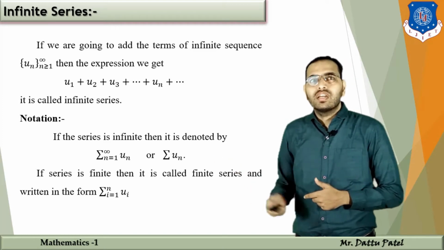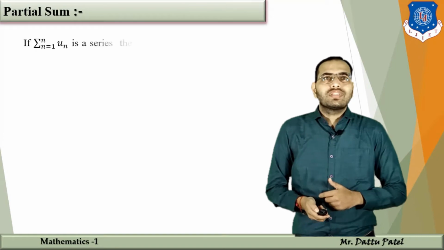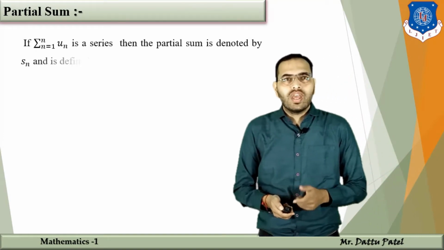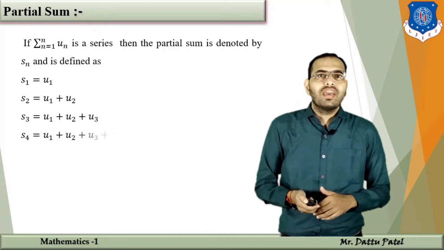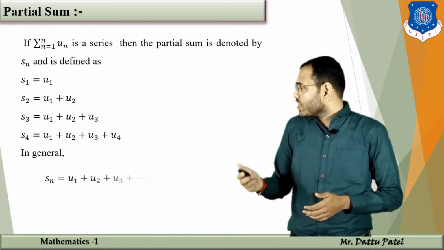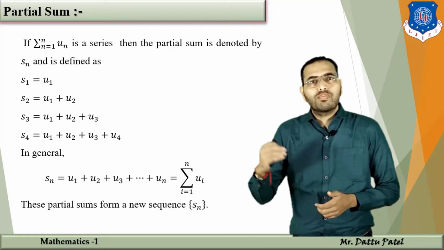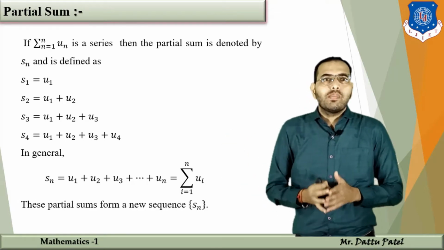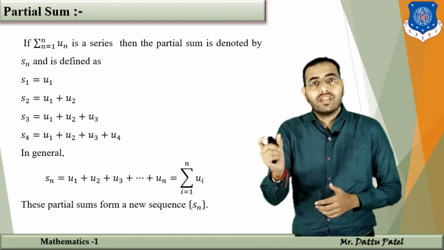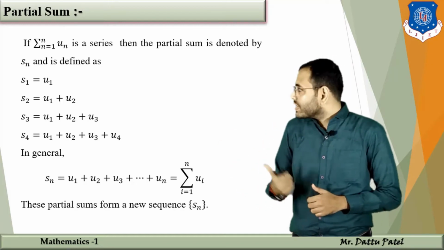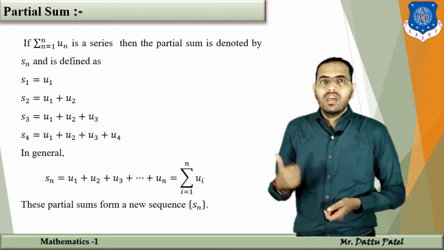Now let's see the next one, the partial sum. If sigma n equal to 1 to infinity of un is a series, then the partial sum is denoted by Sn. In general form, Sn equals u1 plus u2 plus u3 up to un. It means the partial sum is the summation of the first n terms of the series, denoted by summation i equal to 1 to n of ui.